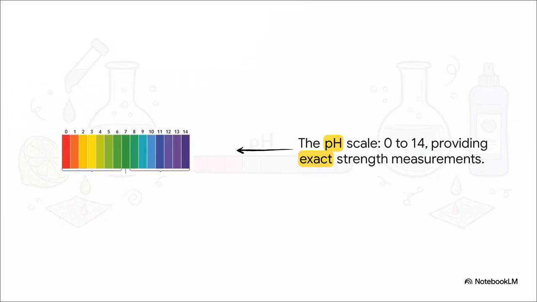And that's exactly where the pH scale comes in. It's the ultimate tool that solves this exact limitation. While the basic indicators from our activity just gave us broad categories, the pH scale gives us a precise numerical value from 0 to 14. Right in the middle, 7 is totally neutral. Think pure water. Anything lower than 7 is acidic, and it gets stronger the closer it gets to 0. On the flip side, anything higher than 7 is basic, getting stronger all the way up to 14.